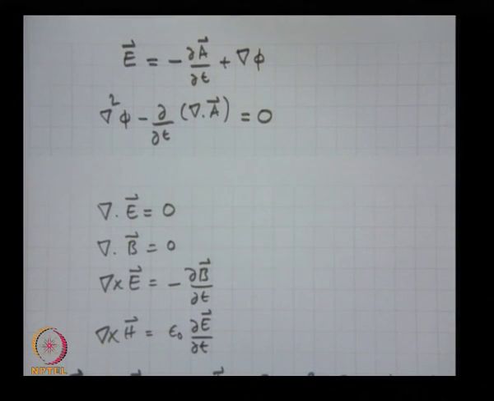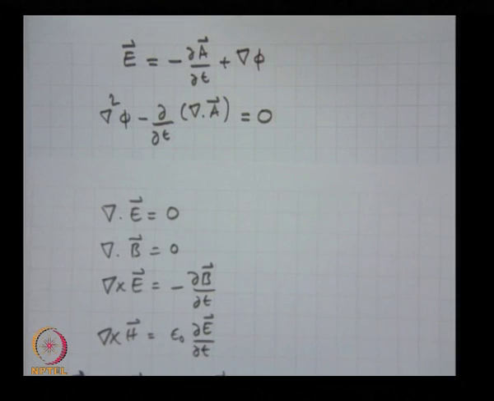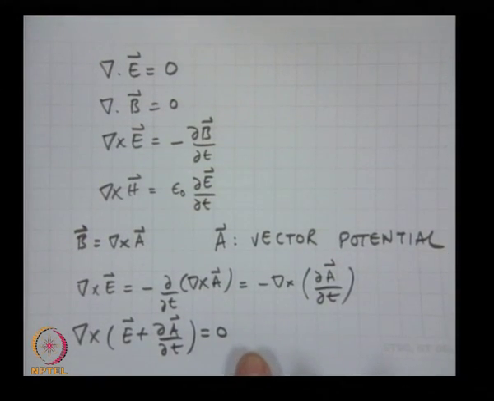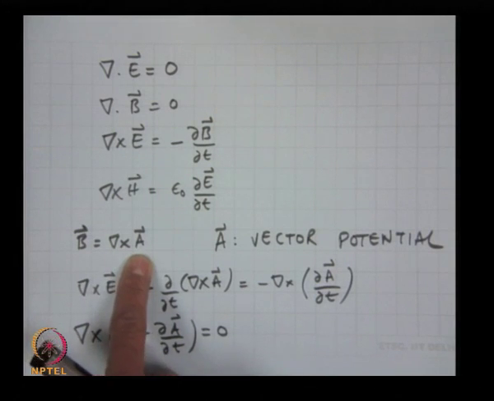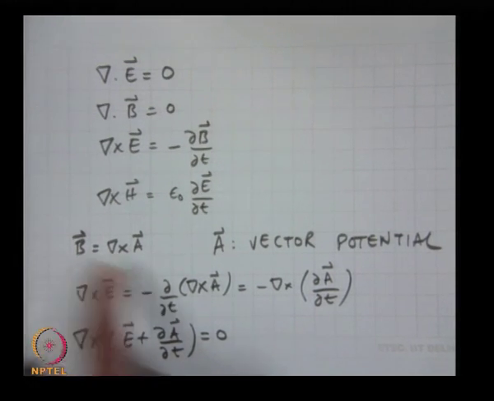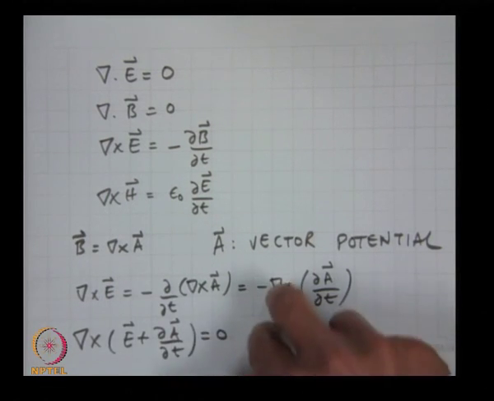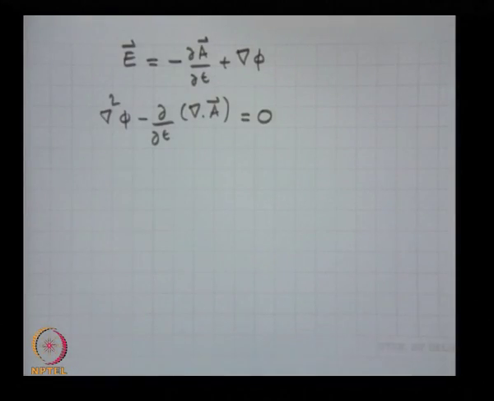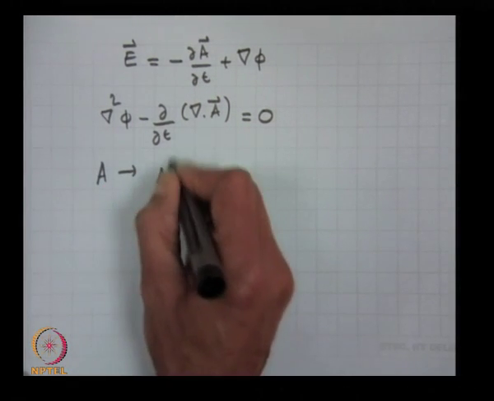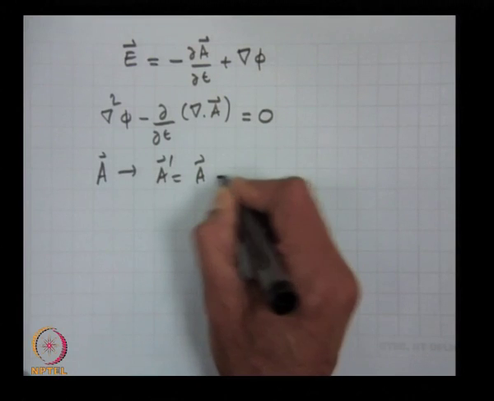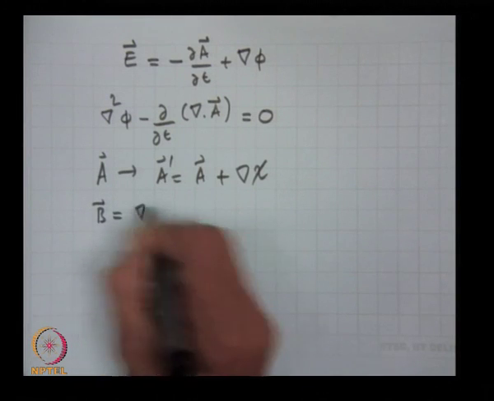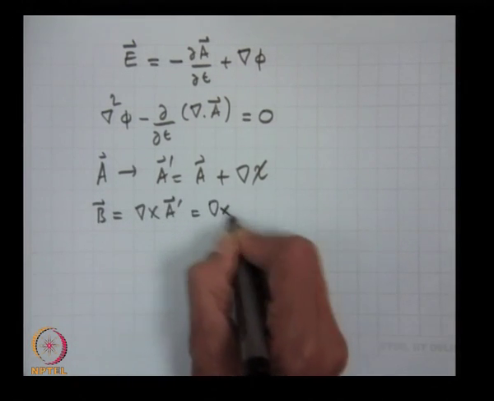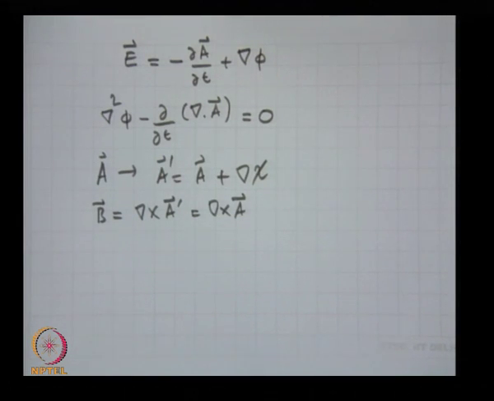Now, please note that there is a bit of flexibility in my defining the vector potential, because if I add the gradient of any scalar function to A, B will remain the same. The magnetic field does not change by replacing A by A prime is equal to A plus gradient of some function chi, for example. Then B is still given by del cross A prime is equal to del cross A. B does not change by redefining the vector potential.